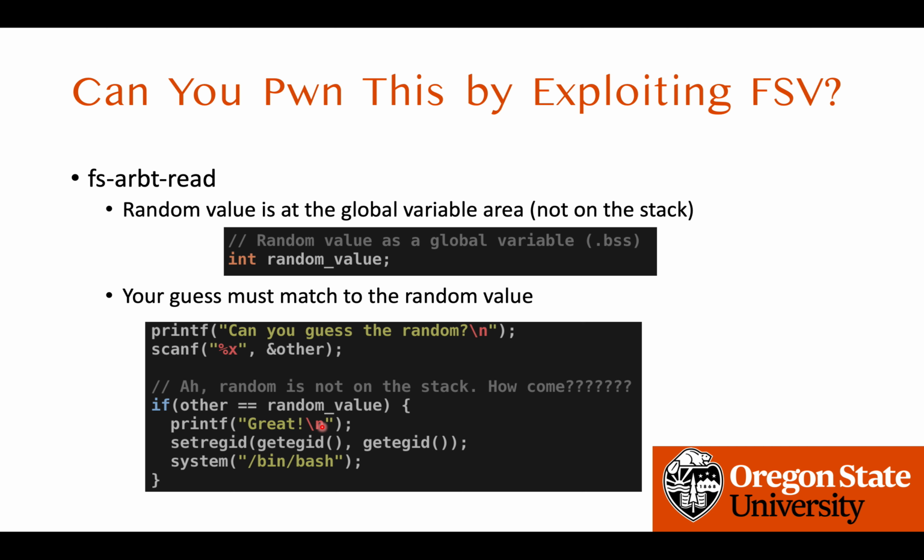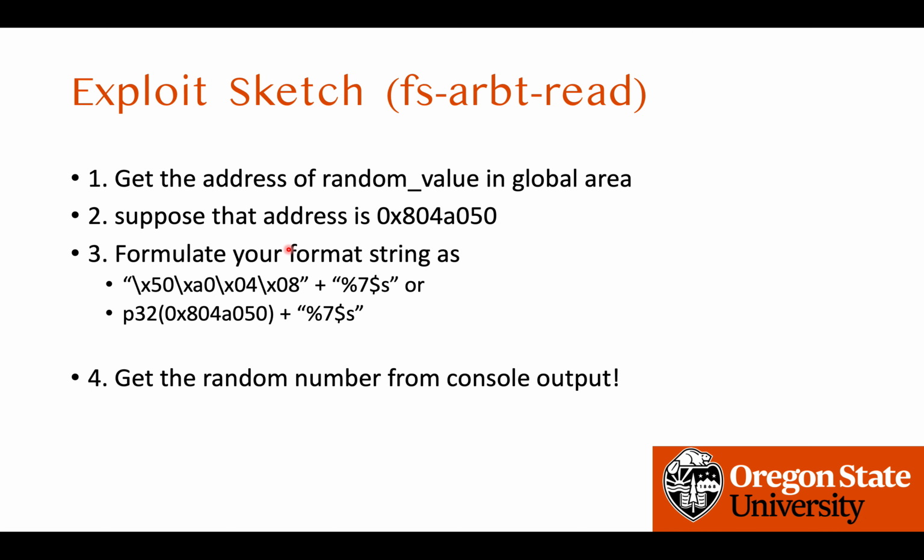And after understanding this, you can tackle the next challenge, format string arbitrary read. This is a similar thing where you need to guess the random number, but the problem is that the random number is now not on the stack. It will be stored in the global variable area as the variable random value. So you can get the address of this one from GDB. And then you need to guess the random value, and that needs to match the value stored here. So your task is to leak this value in the global variable.